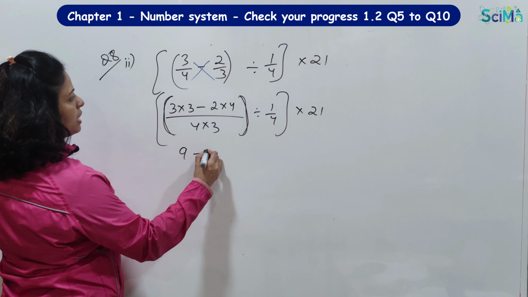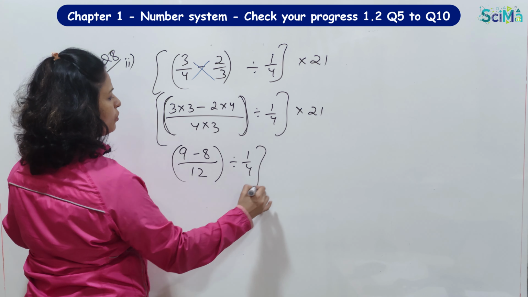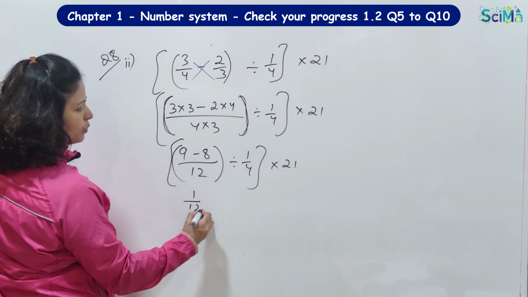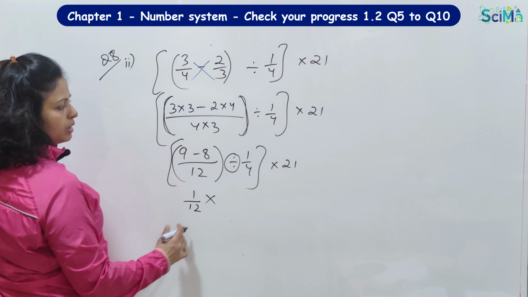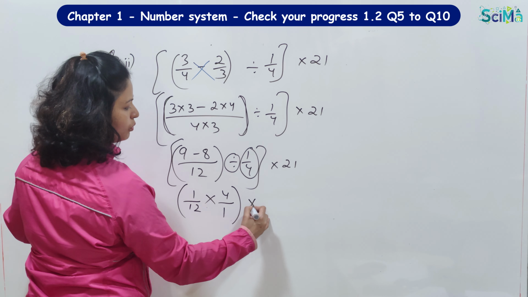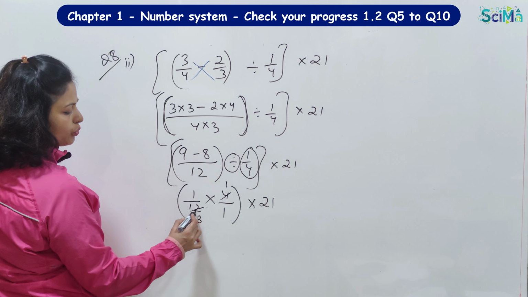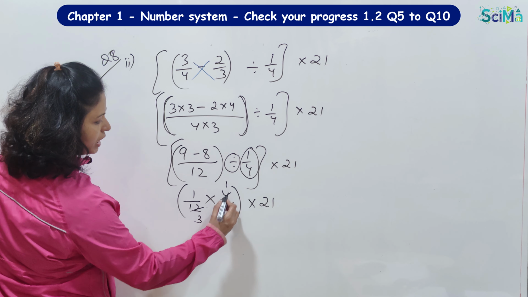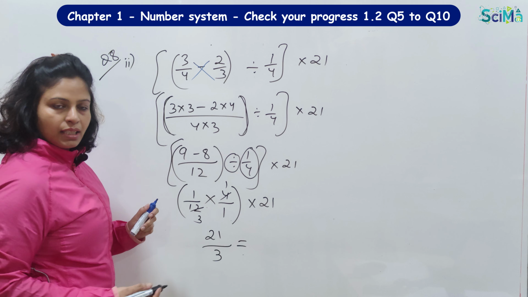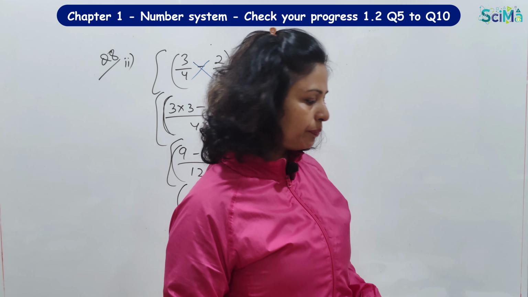Okay. So 9 minus 2 4s are 8. This is 12, divided by 1 by 4 into 21. So 9 minus 8 is 1 by 12. Now this division, convert into multiplication and take the reciprocal of 1 by 4, that is 4 by 1 into 21 here. Okay. So 4 you can cancel. 4 1s are 4, 4 3s are 12. So here we get in the numerator 21 and in the denominator 3. So we can cancel 21 by 3, that is 7. So the answer is 7. Okay.